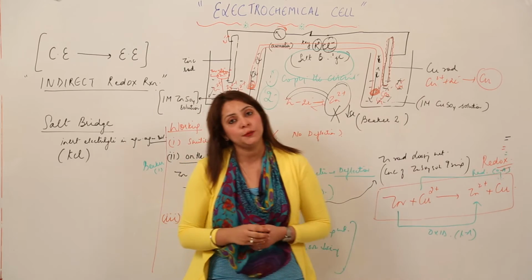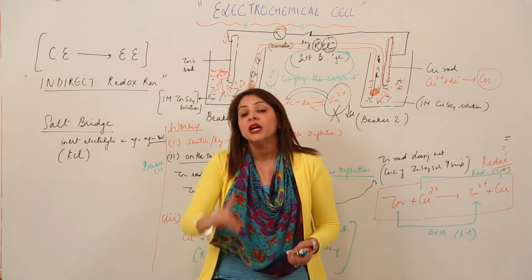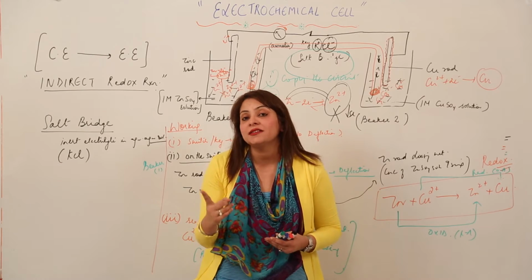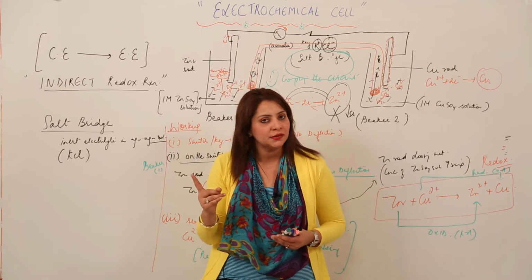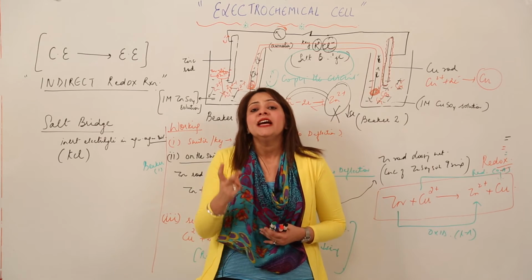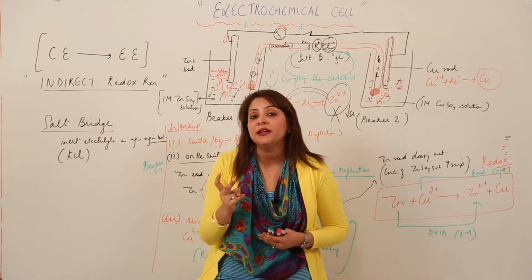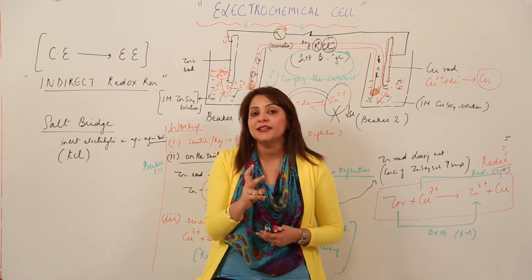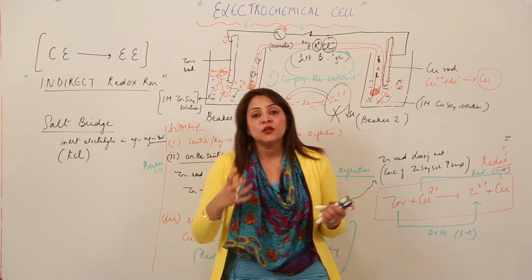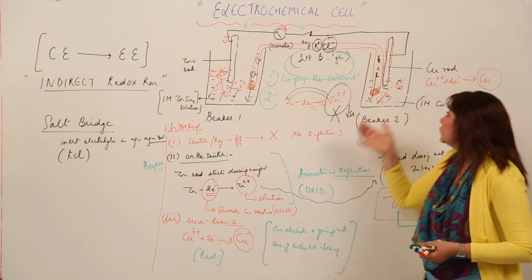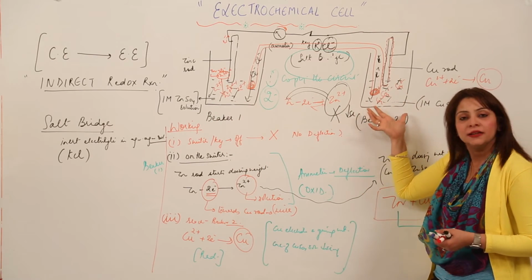So the salt bridge plays an important function. The first function is that it completes the circuit by connecting the solutions of the two beakers, right. Second is that it maintains the neutrality of the two solutions in the beakers. How does it maintain the neutrality? You will write that we get to see this kind of equilibrium existing in beaker 1, and we need to see this kind of equilibrium existing in beaker 2.